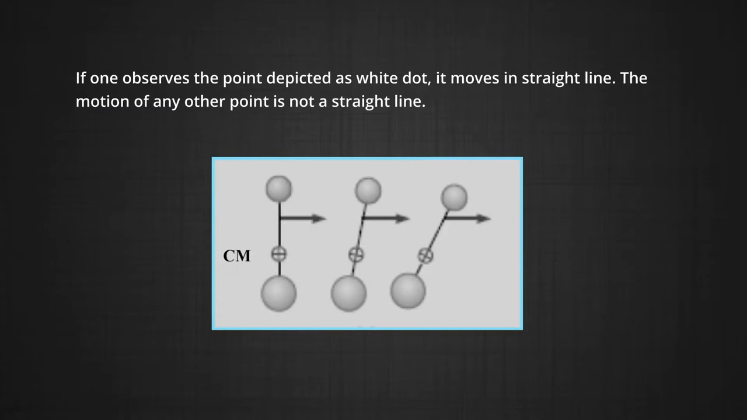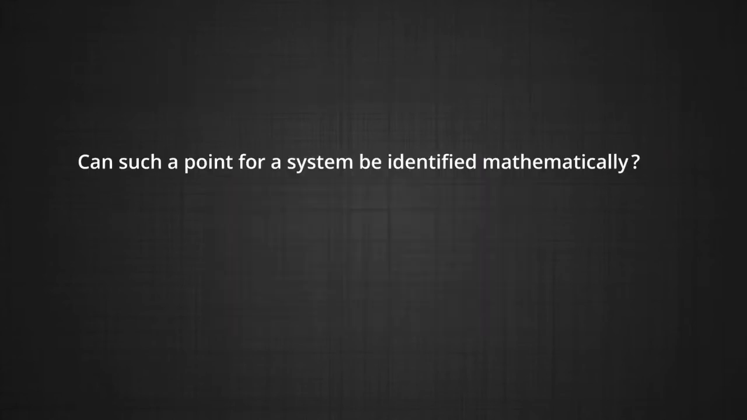If one observes the point depicted as a white dot, it moves in a straight line. The motion of any other point is not a straight line. In fact, if one watches carefully, it moves in a circle and simultaneously moves in a straight line also. Can such a point for a system be identified mathematically?